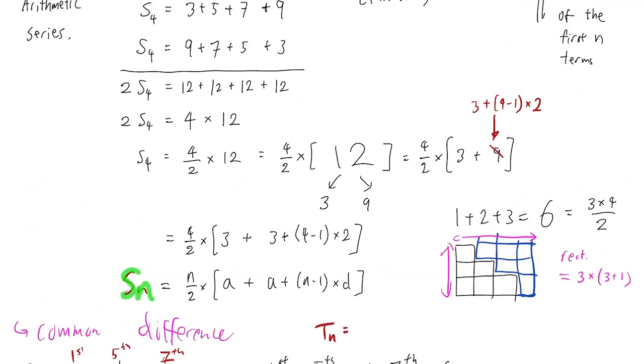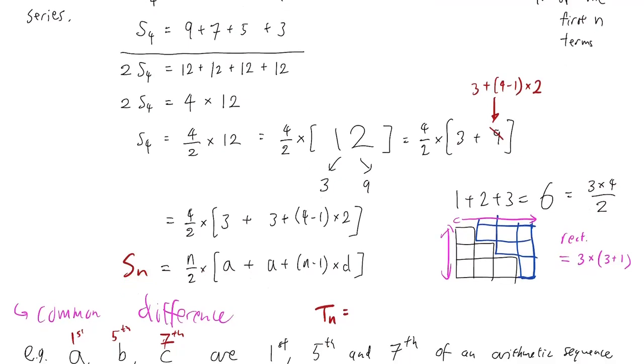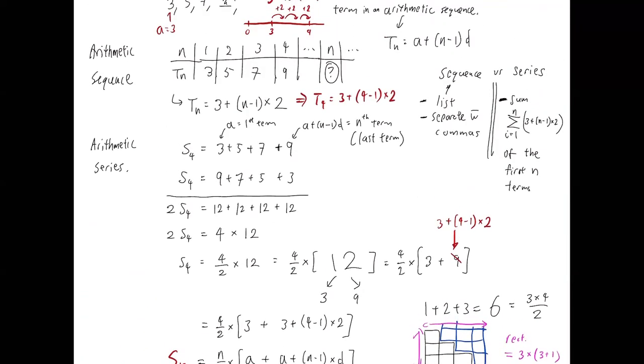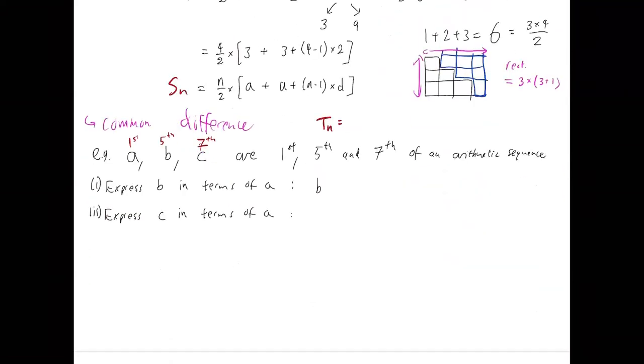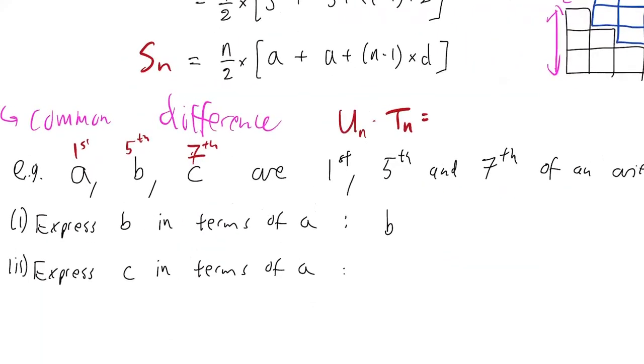Summation, S for series. No, I'm not asking for that. Tn. Oh, this guy. Tn is the Un. Yes, correct. It's the same thing as Un. A plus n minus 1d. Very good. A plus n minus 1 times d.